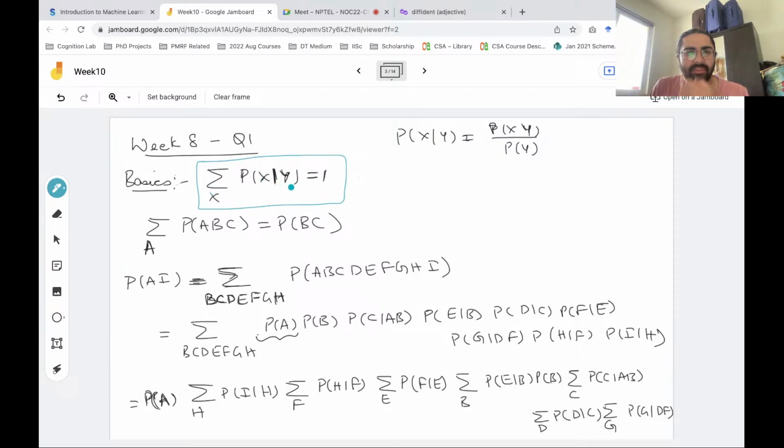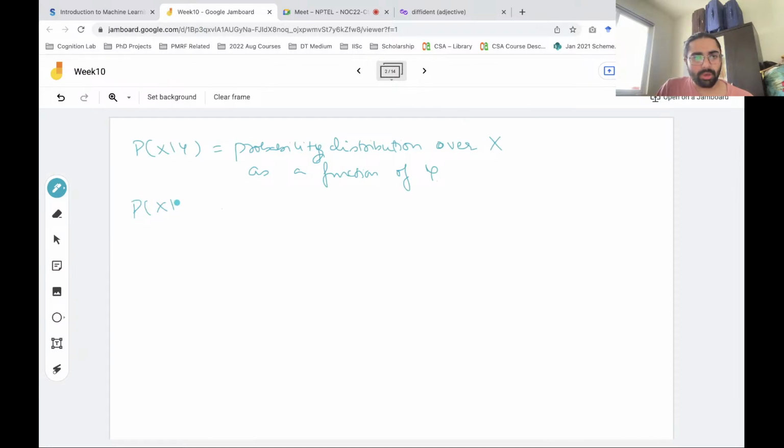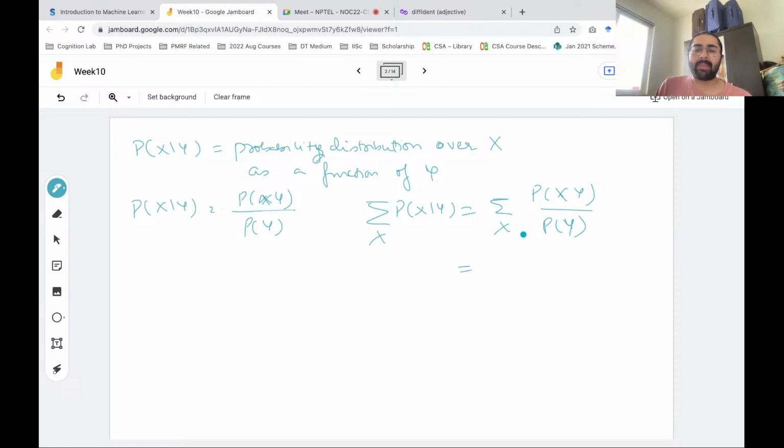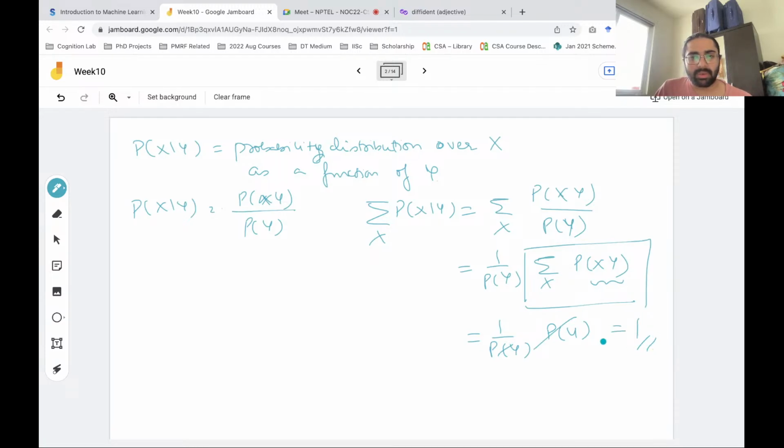Another way of looking at it is using conditional probability, where you say that P of X given Y is P of XY by P of Y. Now when I say summation over X of P of X given Y, that is basically summation over X of P of XY by P of Y. Now P of Y is independent of X, so I can pull this out, and I get summation over X of P of XY. This is the marginal over X of the joint probability distribution of XY. So therefore this becomes just P of Y, and therefore this summation is 1. So two ways of looking at it.